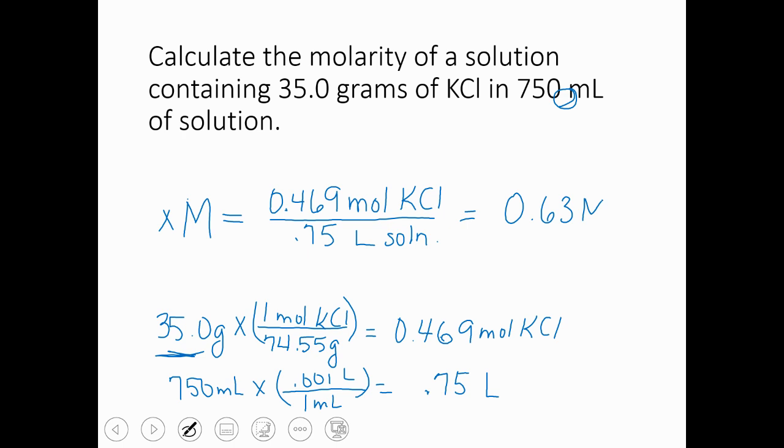0.63 molar is what they say. It has to be a capital M. Lowercase m is already used for meters. And then there's something else called molality, which you'll learn in AP Chem if you take it, and that uses a small m. So it absolutely has to be a capital M. And it's usually proper to put what the solute is behind it. And there's the molarity of my solution. This solution is 0.63 molar KCl solution.